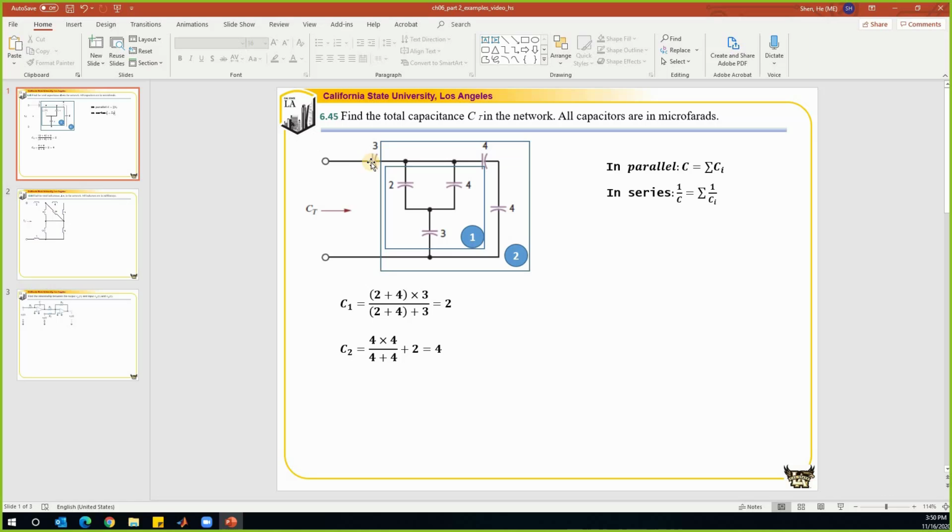And this whole block is in series with this 3, so that's how we calculate the CT. CT is equal to 4 in series with the 3, so 4 times 3 over 4 plus 3. So that's how we get 12 over 7. So this is how we simplify a capacitor network. And what if I give you a very complex network? Are you able to simplify that? You can use the same method that I taught you from chapter 2, where you can label the nodes and draw the equivalent circuit network before you simplify it.